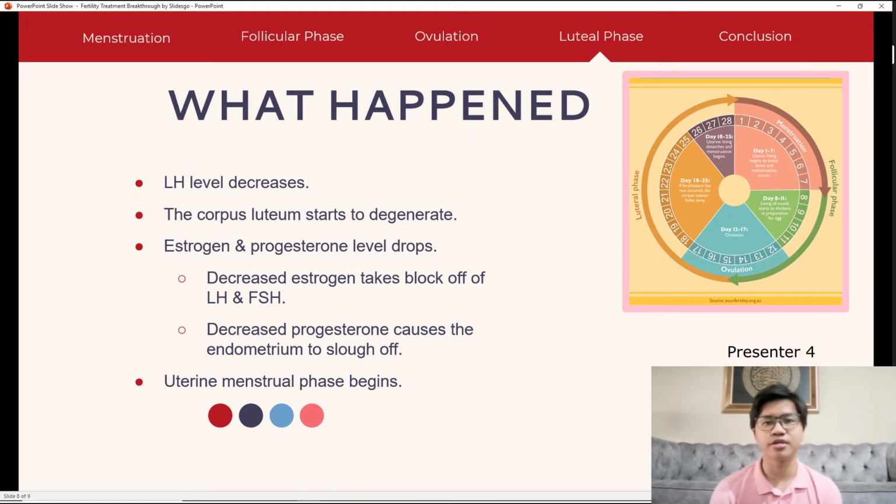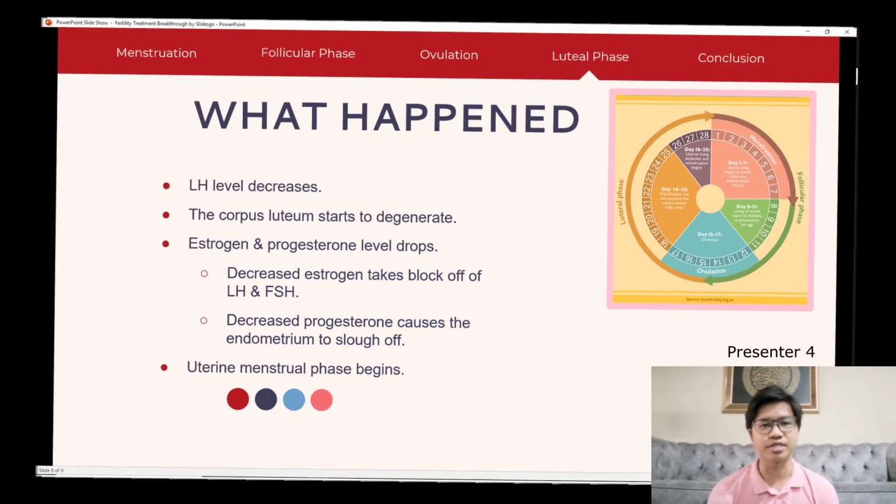Between day 25 and day 28, the levels of estrogen and progesterone will drop to a certain level. The decrease of estrogen level will take the block off of both luteinizing hormone and follicle-stimulating hormone. Meanwhile, the decrease of progesterone will cause the endometrial tissue to slough off. After that, the menstrual phase will begin.